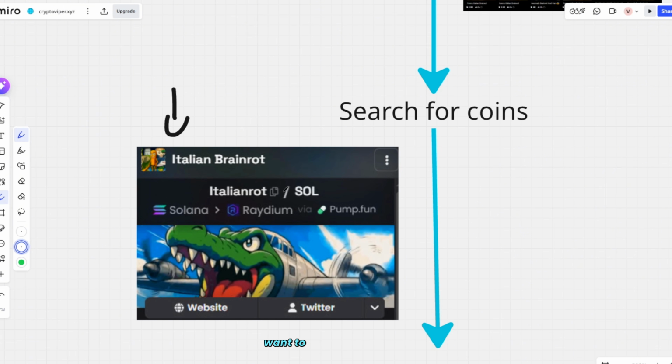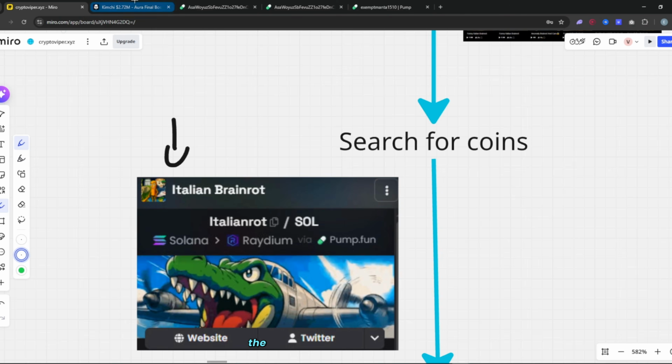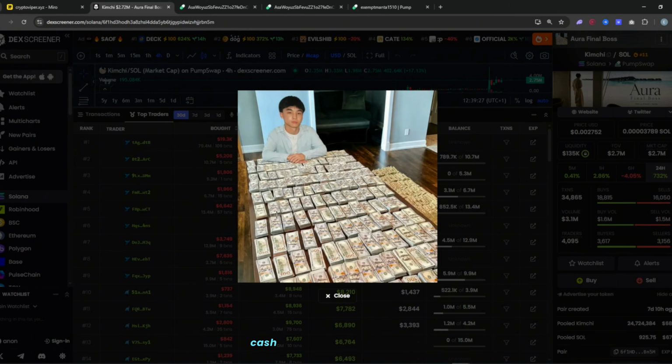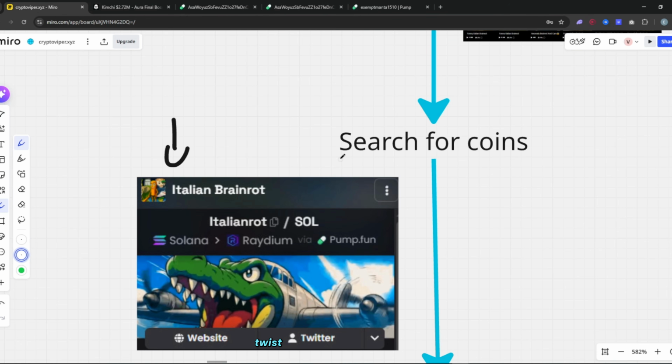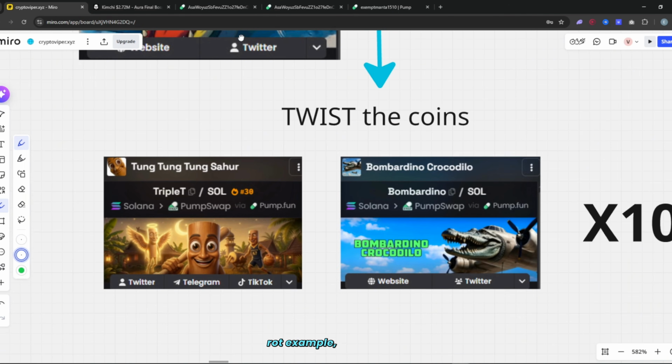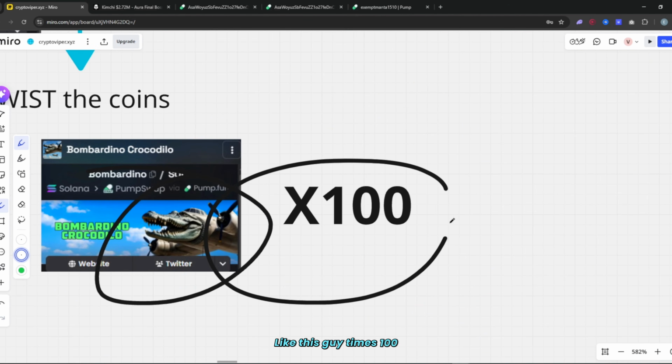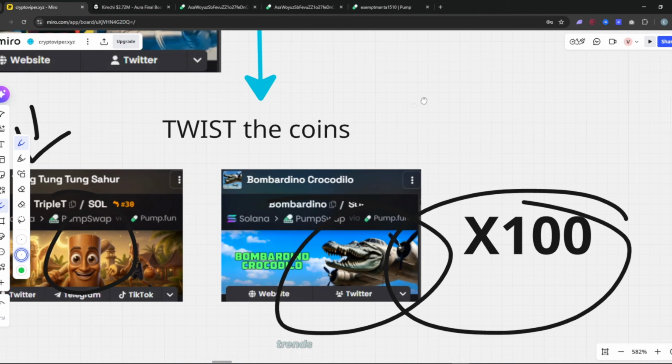But what you want to do is you want to twist on the coins. So if we are going off the Kimchi example, we see this coin, let's say it's the only coin related to Kimchi. We can say instead of doing Aura Final Boss, we can do Memecoin Final Boss. And instead of all of the cash symbols, every cash stack here could be a different meme coin. Or it can be, you know, the Trump coins or whatever, something like that. We need to pretty much just twist on whatever meme coin there is related to the trend. So with the Italian Brain Rot example, we could do characters from Italian Brain Rot, like this guy, times 100 of the characters. You know, you could even make up your own characters. Same with Kimchi, same with all of the social media trends that come out.